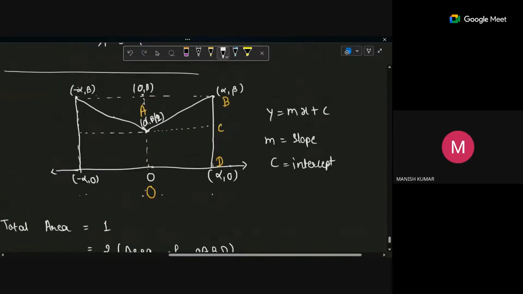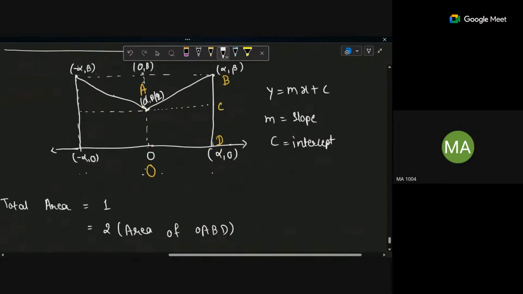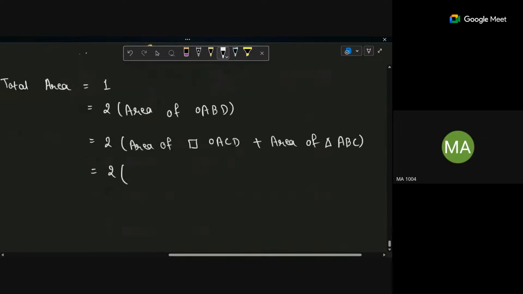Area of rectangle is length into breadth, right? So alpha into beta by 2. Alpha into beta by 2.